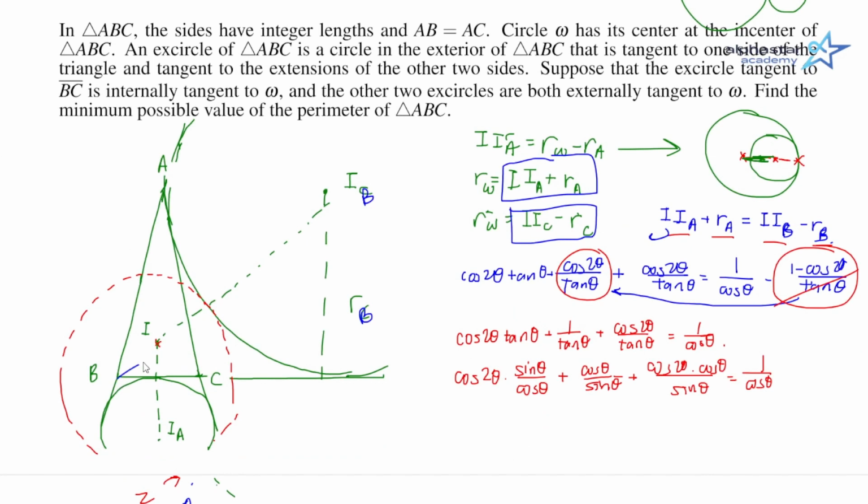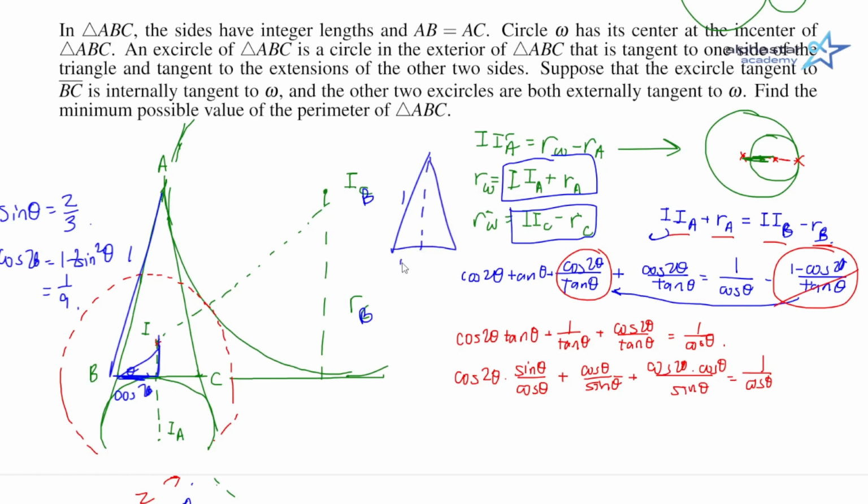Remember, theta is this angle here. Sine theta equals 2/3. And we can see that if AB was 1, then this length is cosine 2 theta. Recall that cosine 2 theta is 1 minus 2 sine squared theta. In this case, sine squared theta is 4/9, so 1 minus 2 times that is 1 minus 8/9, or 1/9. So we have basically this triangle here with side lengths of 1, 1, and 2/9.